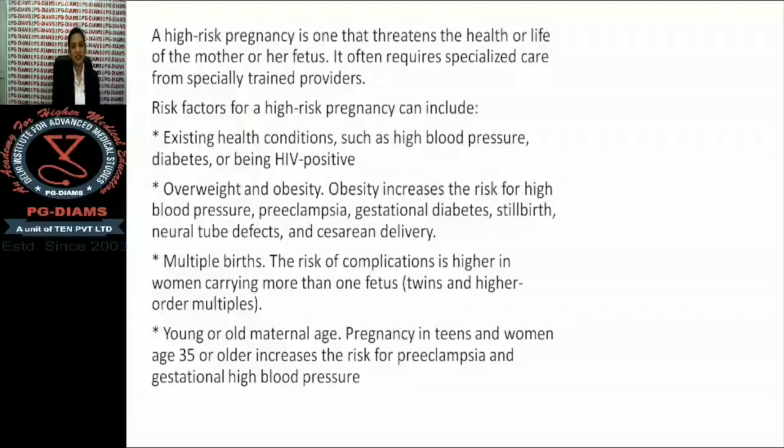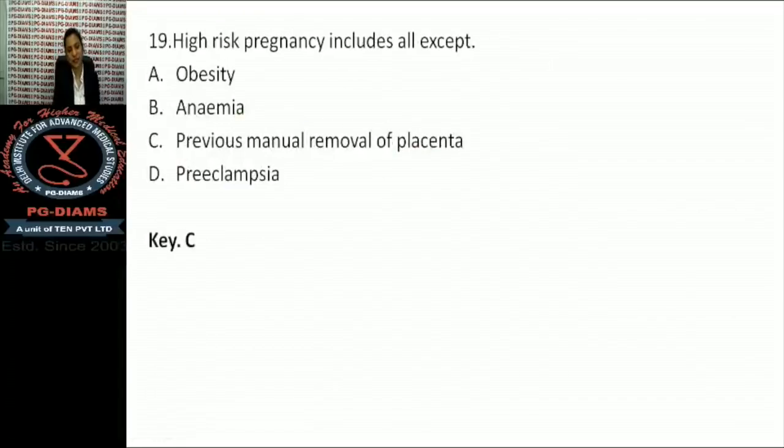There are certain high risk conditions. Her high risk conditions can be pre-pregnancy. Before the pregnancy itself, she is a high risk patient. These conditions would be: she is a patient of high blood pressure, diabetes, HIV positive, overweight or obese, or she is pregnant with multiple fetuses, she is very young or older than 35 years of age. These are high risk pregnancies.